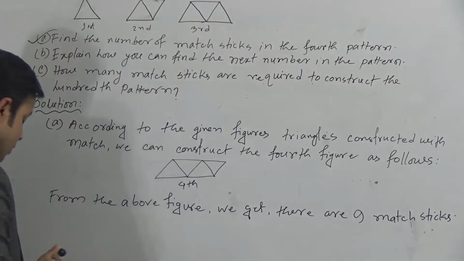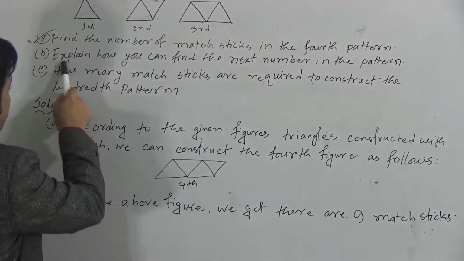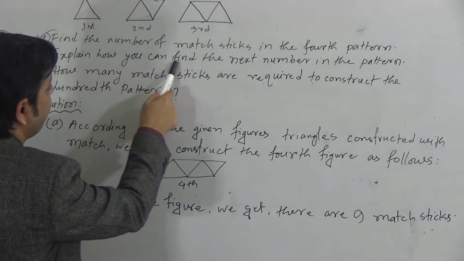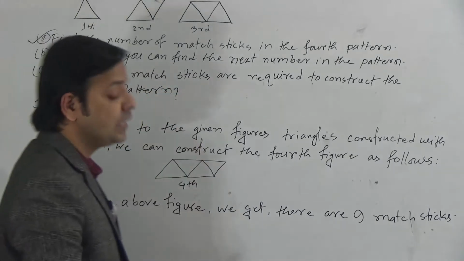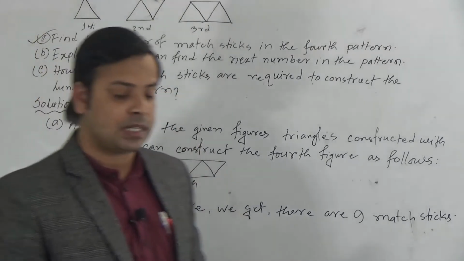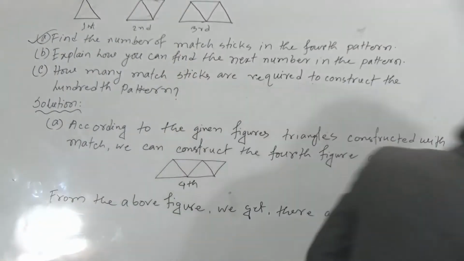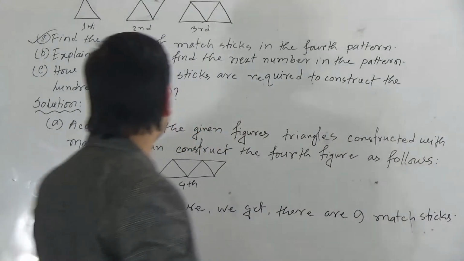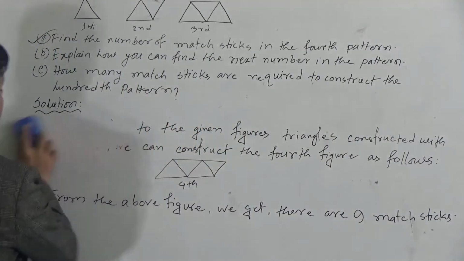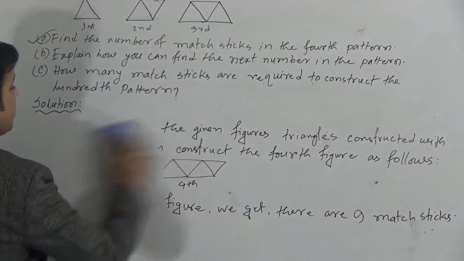Now we have to solve question B. What is question B? Explain how you can find the next number in the pattern. We have to find the next number. To find the next number, we have to form the numeric pattern of the given geometric pattern at first. Okay, so see the solution of question B.